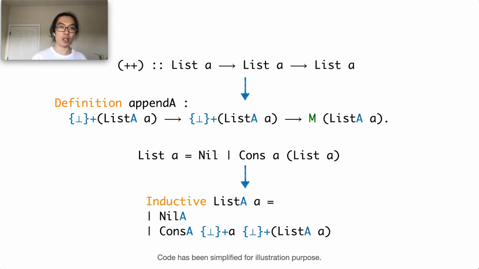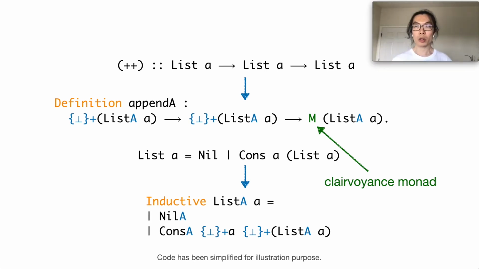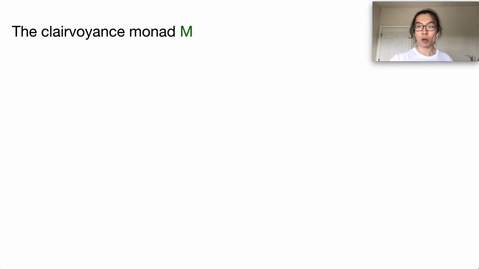The approximation of a list also augments all the values inside it with a possibly undefined value. Lastly, we wrap the computation inside a monad, that is the clairvoyance monad. What is a clairvoyance monad? We can answer this question by asking, what do we want from this monad?